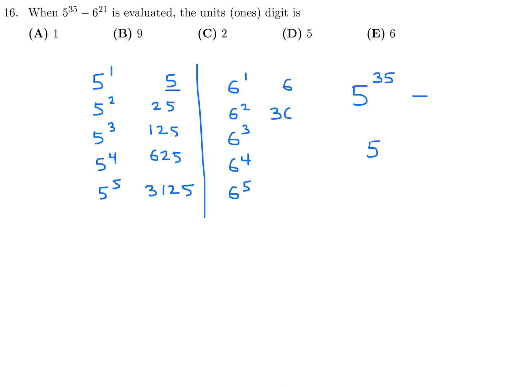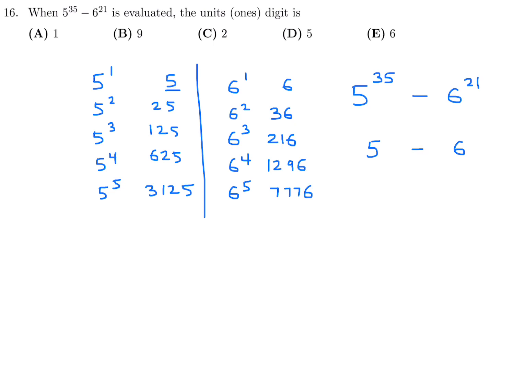6, 36, 216, 1296, 7776. Well, as you can see, the units digit of 6 to the power of anything seems to be 6. Except 0, right? Because 6 to the power of 0 would be 1, but you understand what I mean. As long as the exponent is greater than 1. So 6 to the power of 21 will have a units digit of 6.